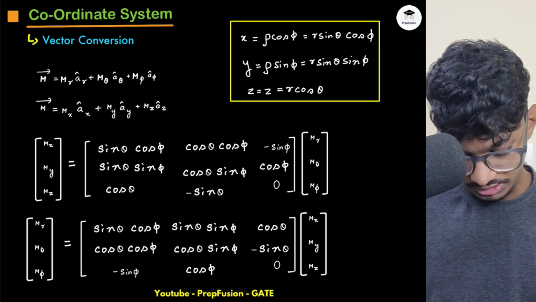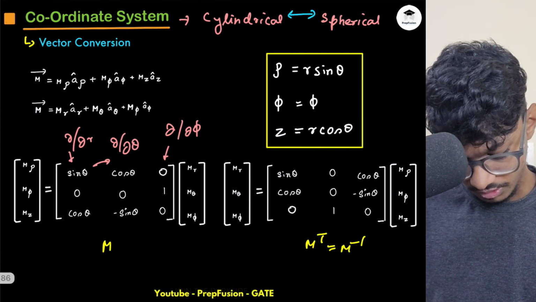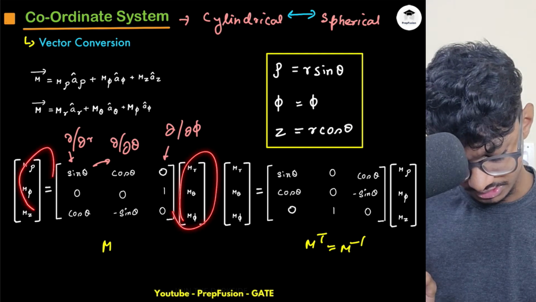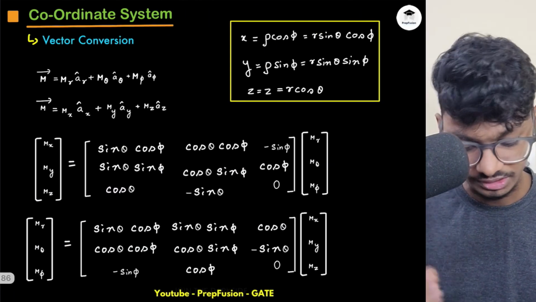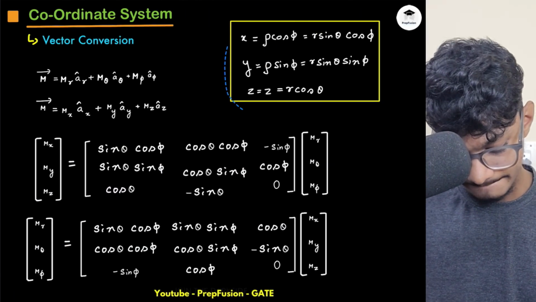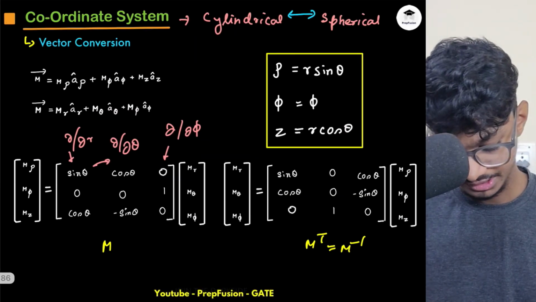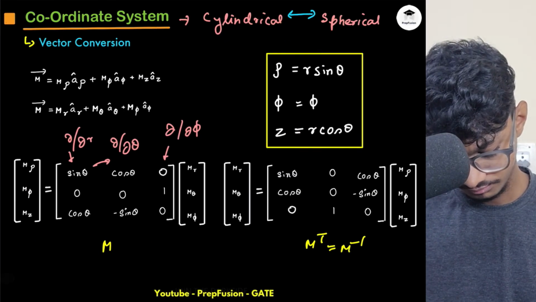Now let's do the vector conversion. Unit vector conversion, you already know. I've explained that you just change these two unit vectors and you will get back the same results. The matrix will remain the same. Now this conversion is for spherical to Cartesian.